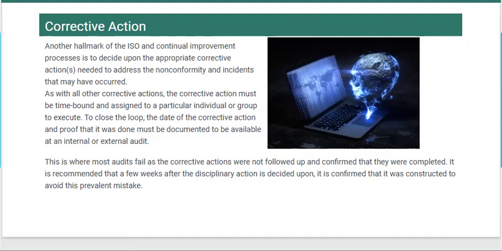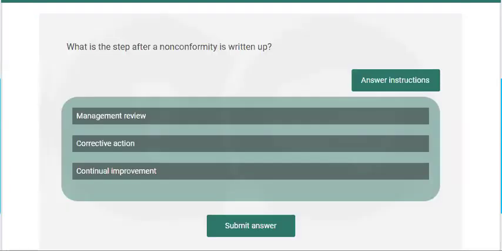This is where most audits fail, as the corrective actions were not followed up and confirmed that they were completed. It is recommended that a few weeks after the corrective action is decided upon, it is confirmed that it was completed to avoid this prevalent mistake.